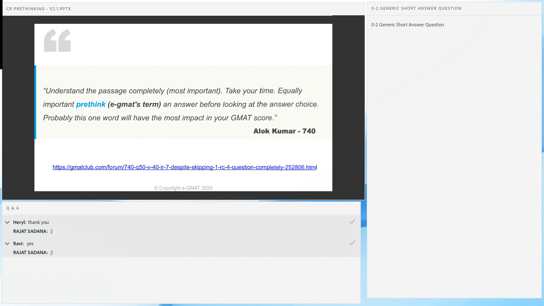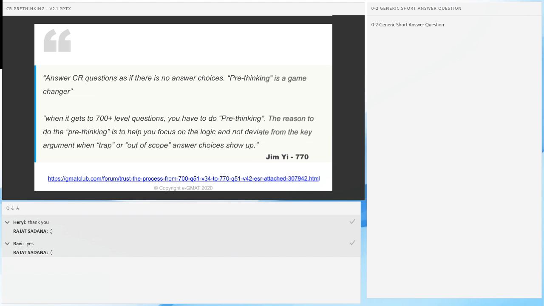All right. Here's what some people said. There's a guy who got 740. He says, understand the passage completely. Take time to pre-think. Probably this one word will have the most impact on your GMAT score. Another guy said, answer CR questions as if there are no answer choices. Pre-thinking is a game changer. And when it comes to those 700 level questions, they need to do pre-thinking. Why? Because it helps you focus on the logic and not deviate from trap or out of scope answer choices.